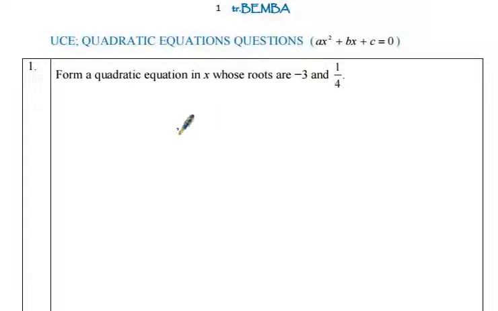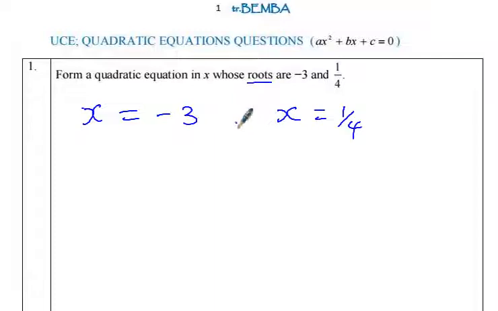Question 1, we are being told to form a quadratic equation in x. So that means our x must be the unknown, whose roots are -3 and a quarter. Now the roots of a quadratic equation are the answers. They are the values for the unknown. So in this case, since our unknown is x, we're going to say that means our x should equal -3, or x should equal a quarter. These two are the values.